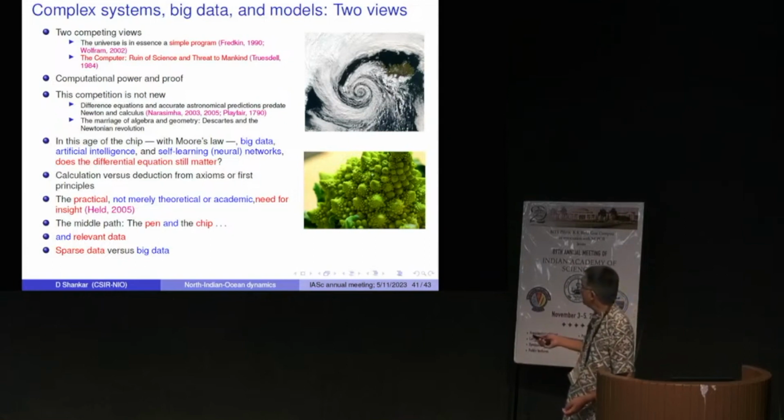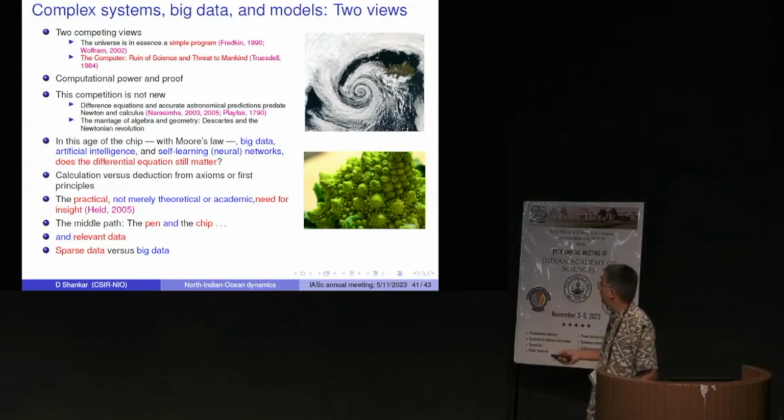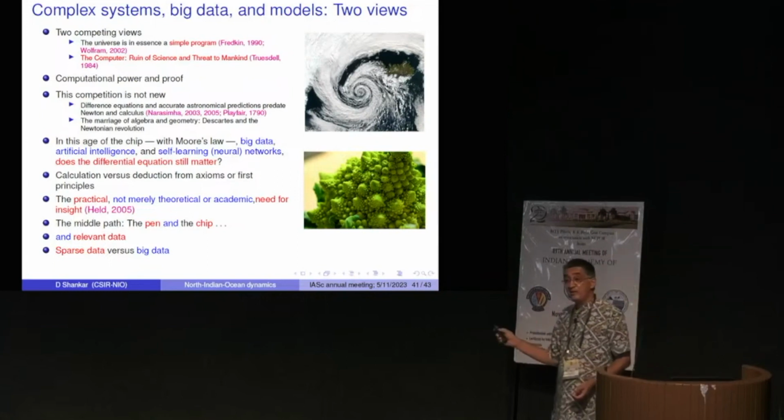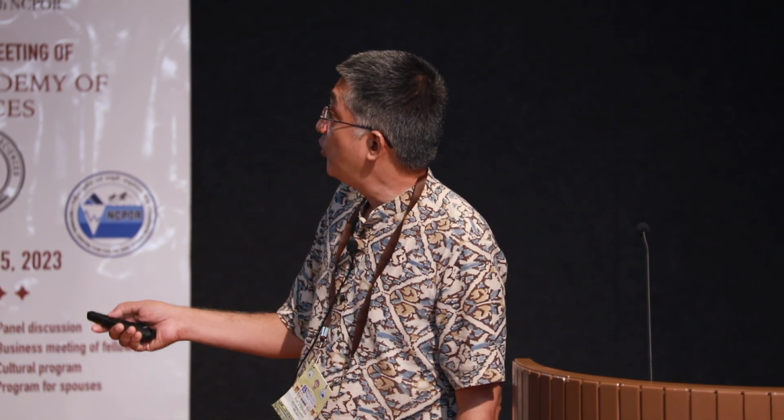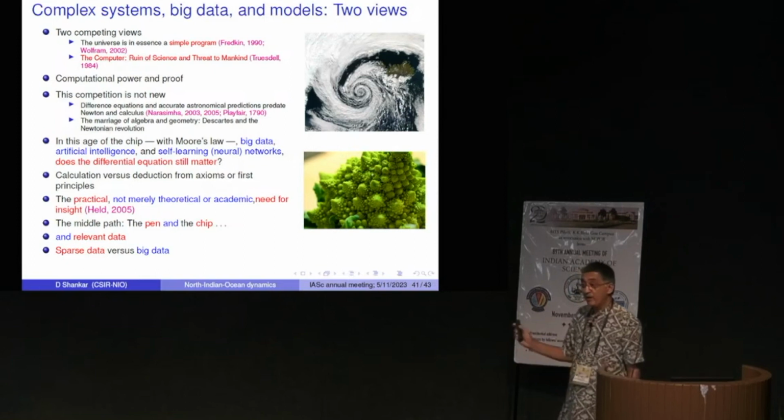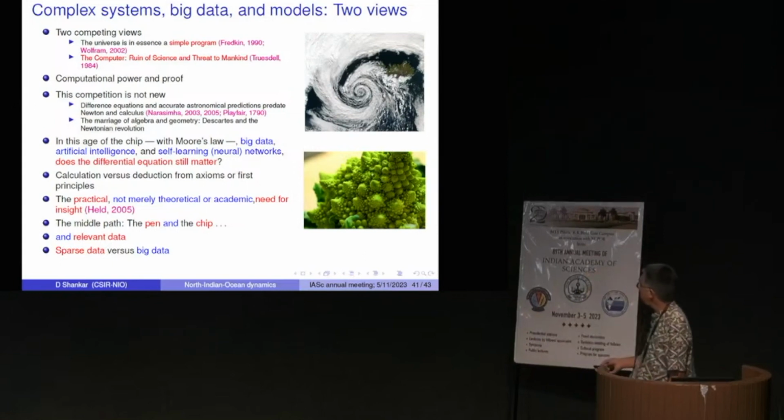The question is, in this age of the chip with Moore's law, big data, artificial intelligence, and self-learning neural networks, does the differential equation still matter? I have a serious question here because I have to make a practical judgment. In a limited curriculum, do I still teach the dispersion curves put down by Taro Matsuno? Or do I tell them just forget about it, just learn how to code AI? There are practical consequences, and I'm sure that I'm not alone with this question. So that's an interesting topic for discussion.